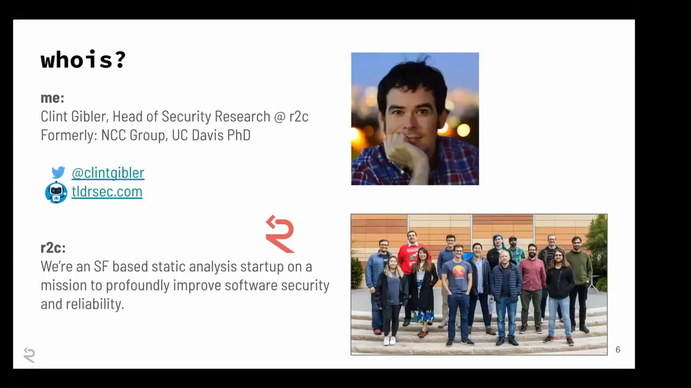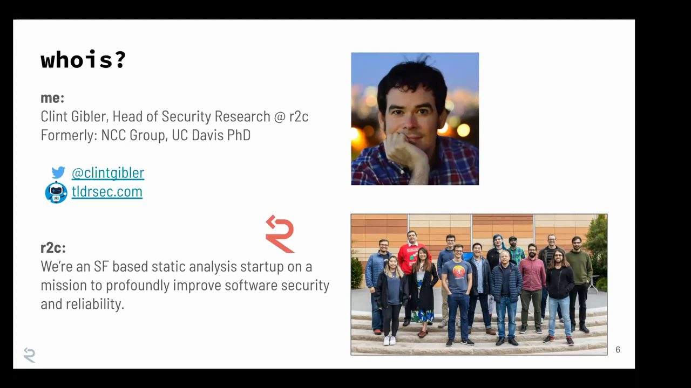So before I get into it, a little bit about me. My name's Clint. I'm the head of security research at a San Francisco-based startup called R2C. We're basically trying to improve software quality and security as much as we can. The tool I'm going to be talking about today is called Semgrep, which is totally open source, and there's a bunch of rules that are also open source. One thing people often ask is, this is great, but how do you make money? So we have a SaaS app that helps manage things at scale and do metrics and stuff like that.